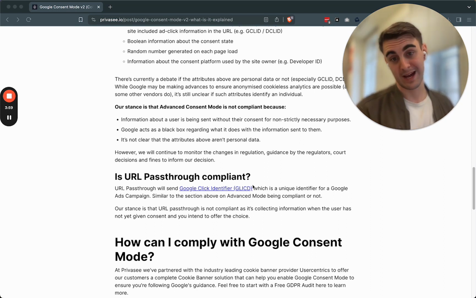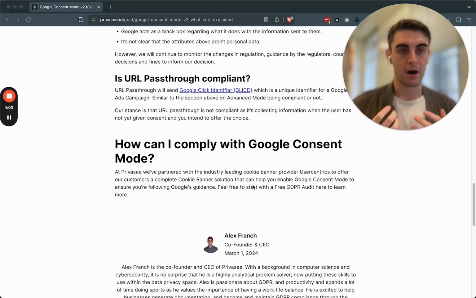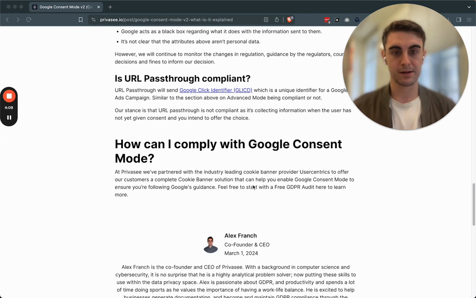Last but not least, if you want to comply with Google Consent Mode, our cookie banner makes it very easy. You can simply, with one click, enable Google Consent Mode, and we'll make sure that the information is being passed onto Google in the correct format and in the correct way. We'll also check that that is correctly connected for you.